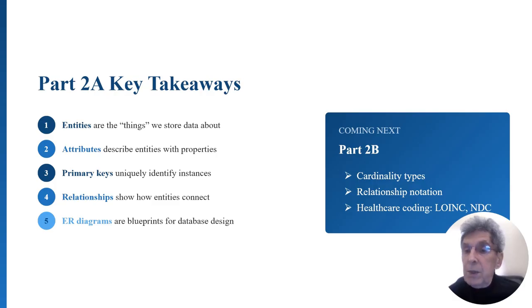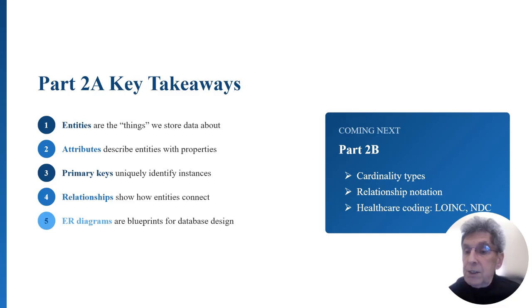So let's summarize the key points from this section. Entities are the things we store data about: patients, visits, providers, diagnoses. They become tables. Attributes describe entities: names, dates, codes, identifiers. They become the columns. Primary keys uniquely identify each instance. Use surrogate keys in healthcare to protect protected health information. Relationships show how entities connect. Patients have visits, visits have diagnoses, so they become foreign keys.